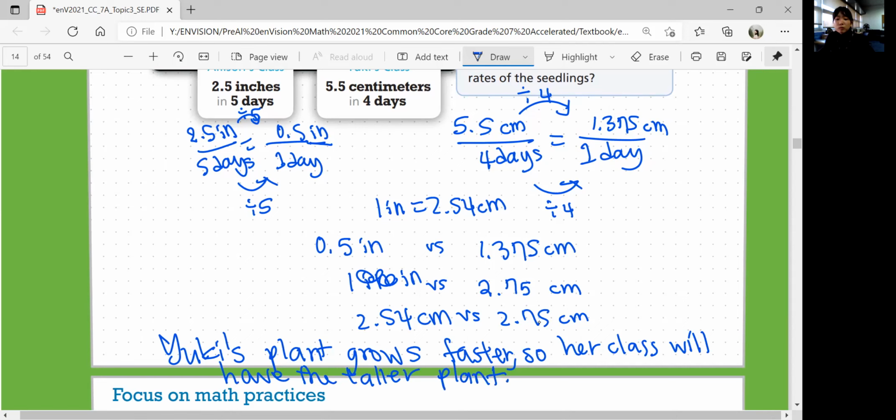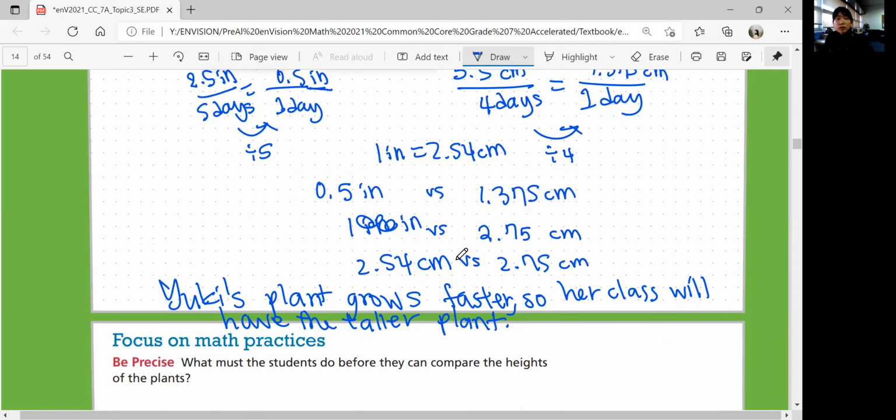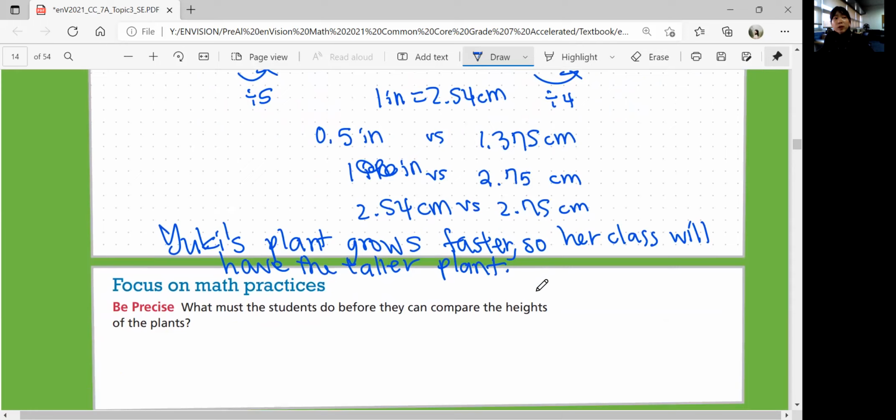Okay. So you need to calculate both unit rates, and then you convert Allison's unit rate to centimeters per day. And then you'll compare the numbers, okay? So what must the students do before they can compare the heights of the plants? What did you do? They need to convert unit rates.